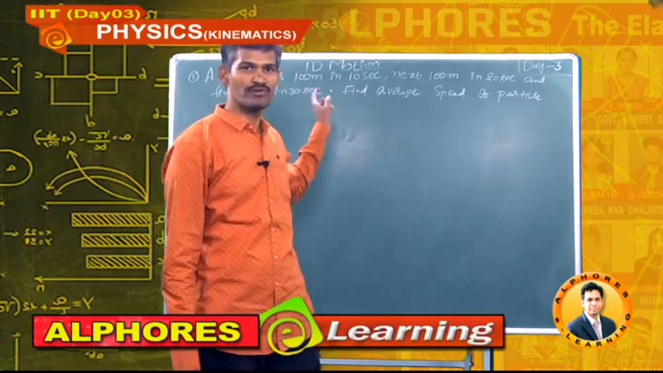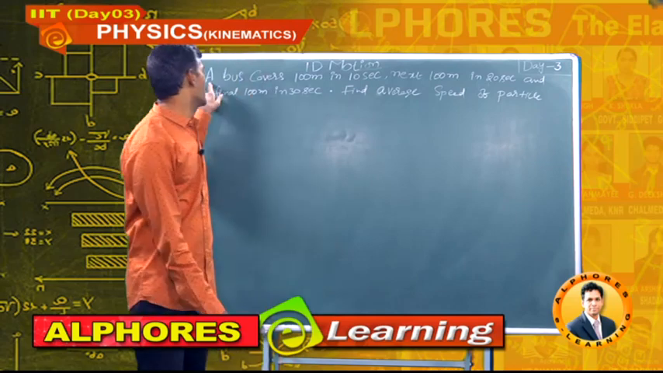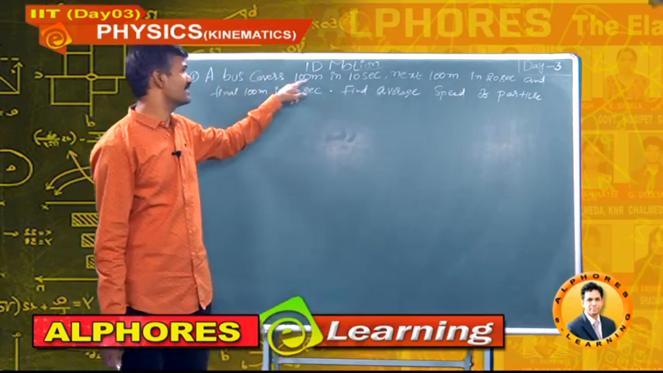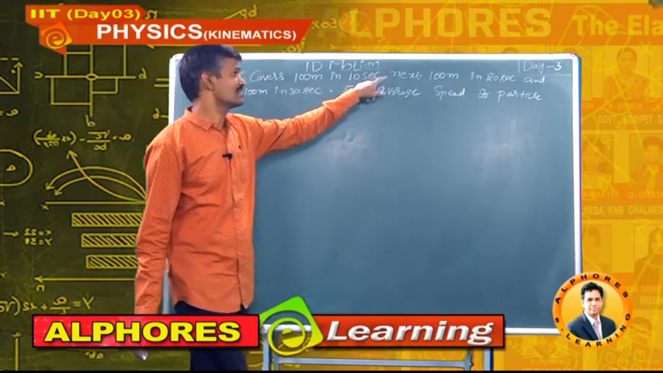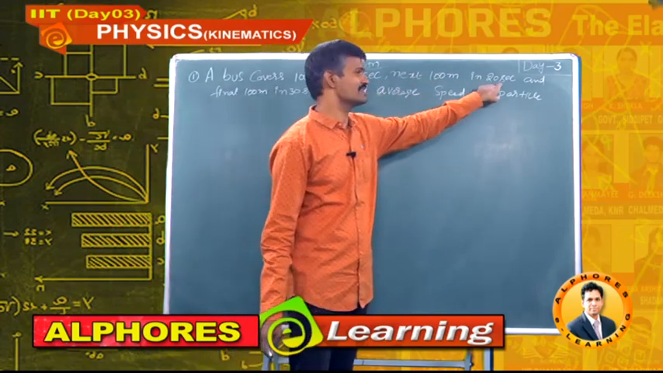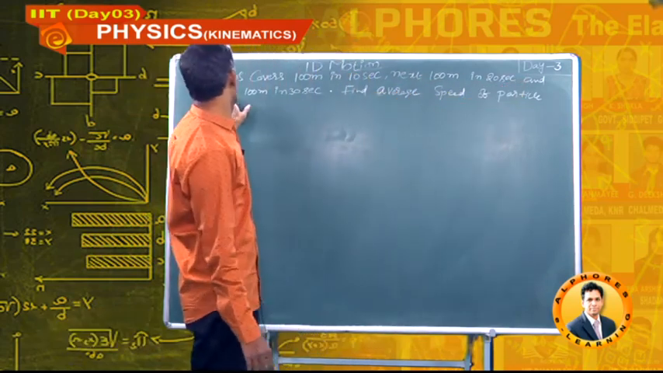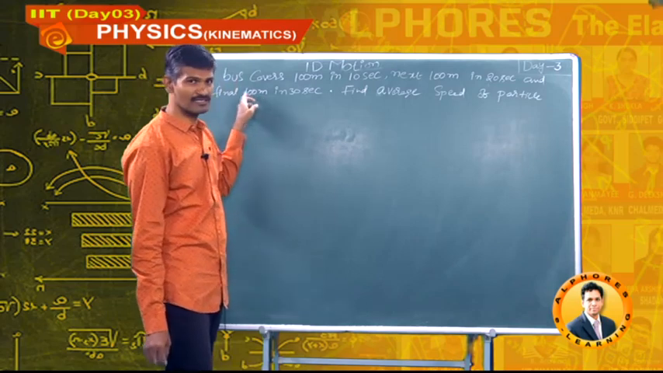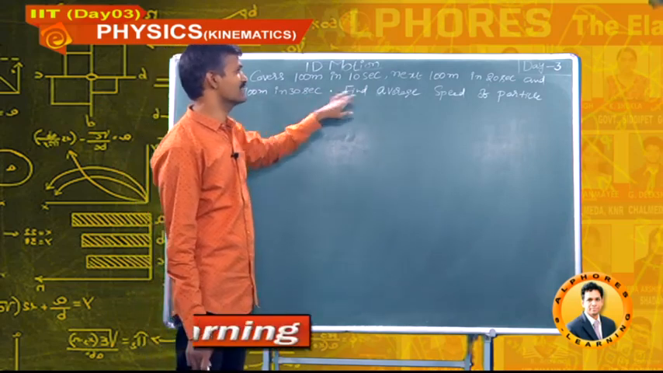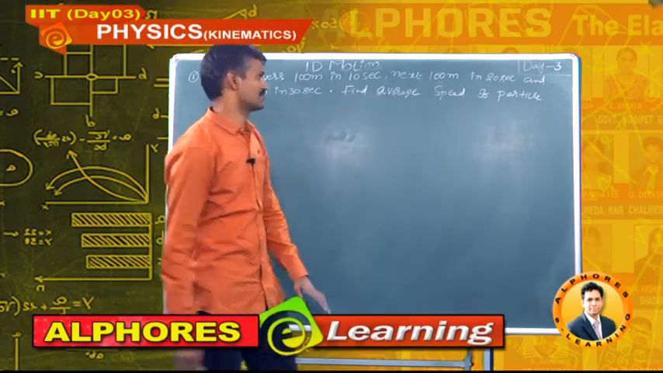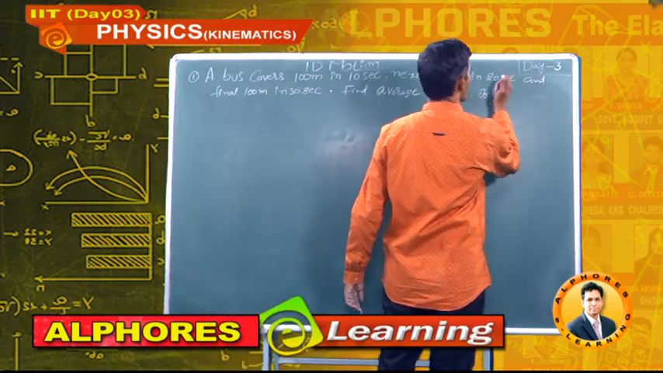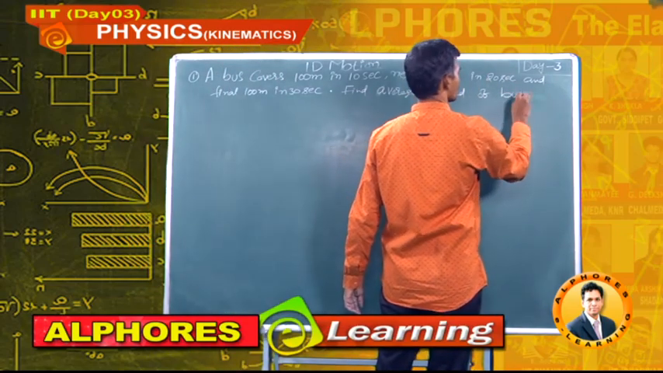Students, I have a small problem here. A bus covers 100 meters in 10 seconds, the next 100 meters in 20 seconds, and the last 100 meters in 30 seconds. Find the average speed of the bus.